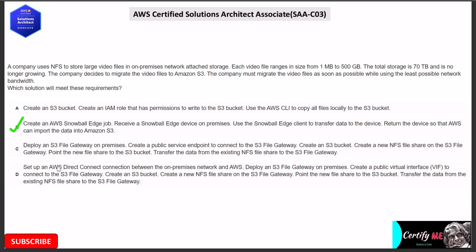Option D. Set up an AWS Direct Connect connection between the on-premises network and AWS. Deploy an S3 file gateway on-premises. Create a public virtual interface to connect to the S3 file gateway. Create an S3 bucket. Create a new NFS file share on the S3 file gateway. Point the new file share to the S3 bucket. Transfer the data from the existing NFS file share to the S3 file gateway.